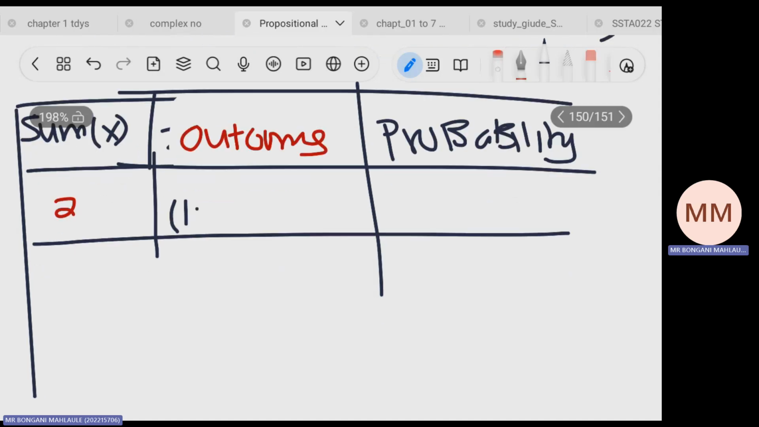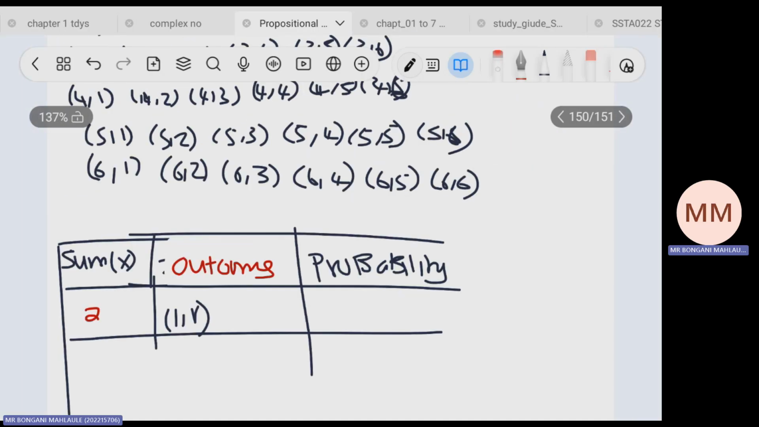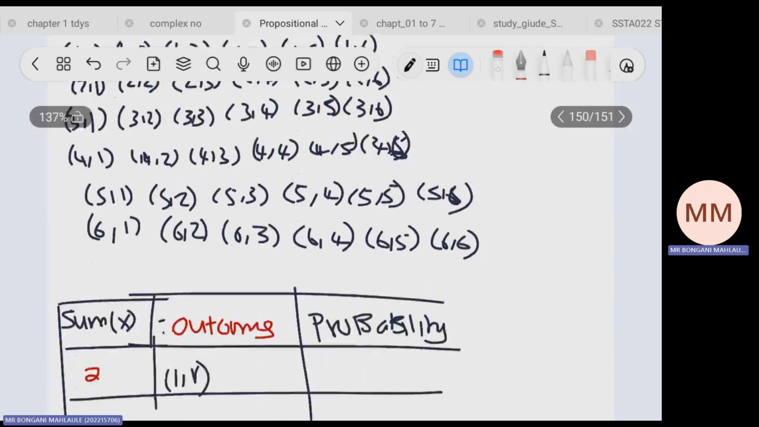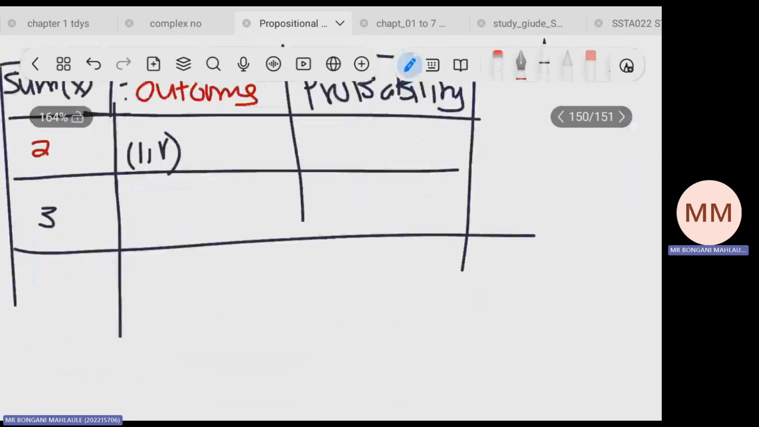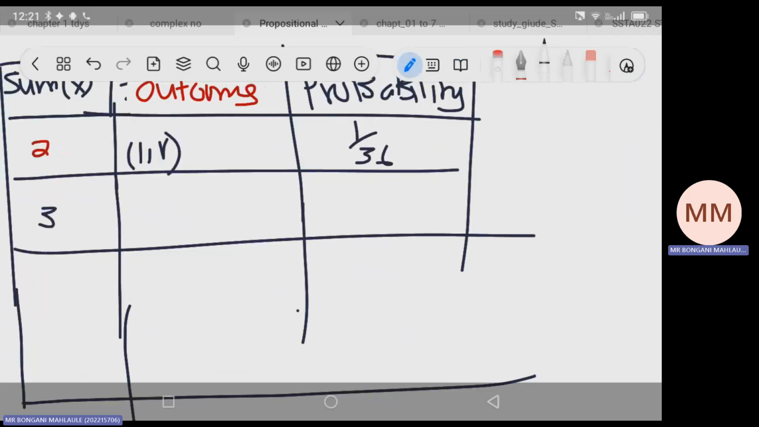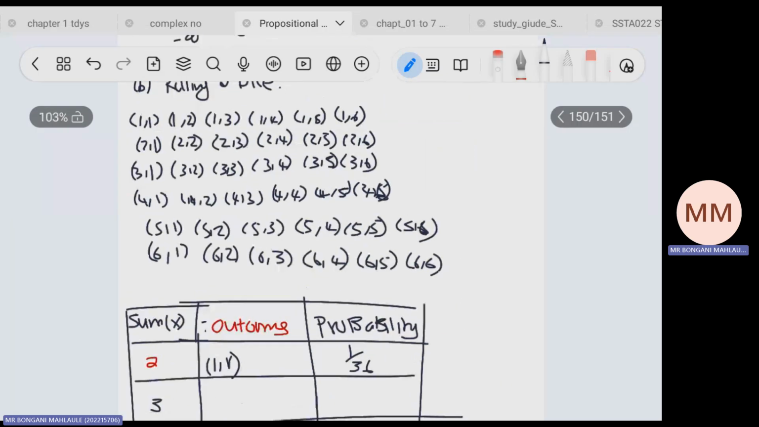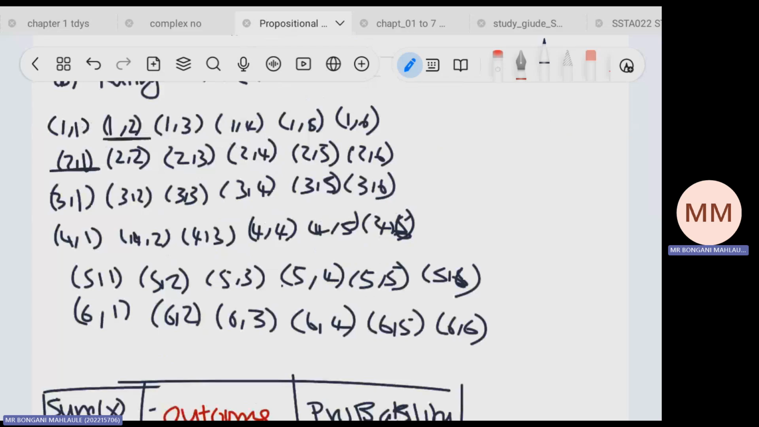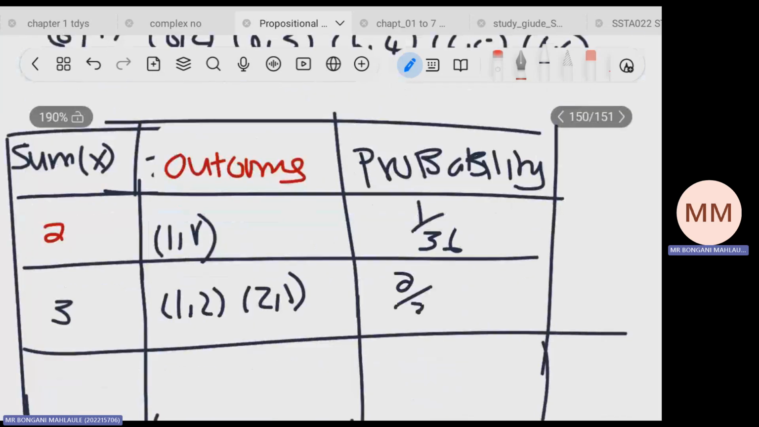So I know I can have 1 and 1. That will sum to 2. That's the only outcome that will sum to 2. So this will be 1 over 36. Then for getting a 3, you will have 1 and 2, and 2 and 1. So you'll have 1,2 and 2,1. So this will be 2 over 36.